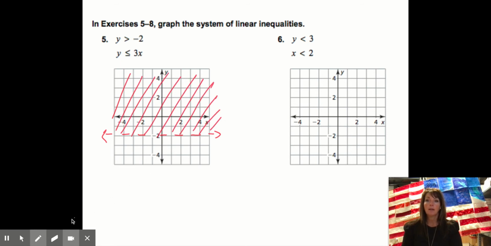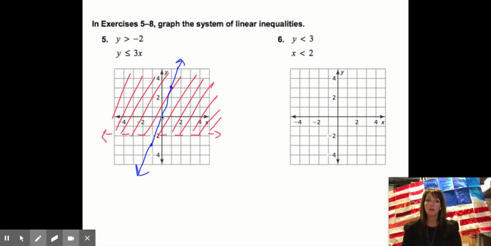Okay. Now I'm going to switch colors. So again, if you want to use colored pencils, please do. On this next one, we have the y-intercept at 0, and then it goes up 3 and over 1, likewise down 3 and back 1, and now it's a solid line. So I'll do my best to draw a solid line. And it is less than or equal to, so my instinct is that it'll go down.